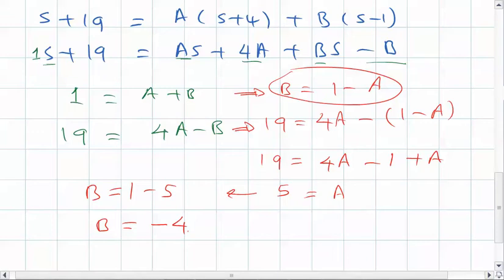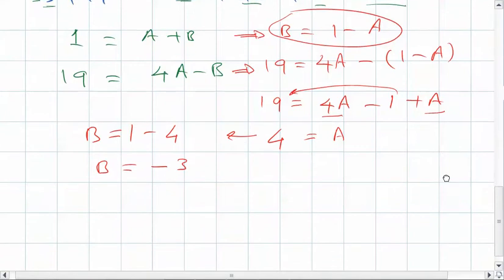Oh, wait, I think I made a mistake here. Sorry about that. A should be 4 here. There is 4a plus a is 5. This will go on that side, will be 20. So 20 divided by 5 is 4. And in that case, I got to change here too. This should be 4. And therefore b is minus 3. Sorry about that.